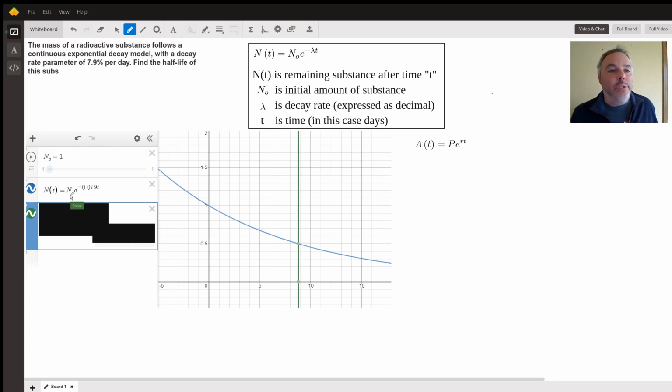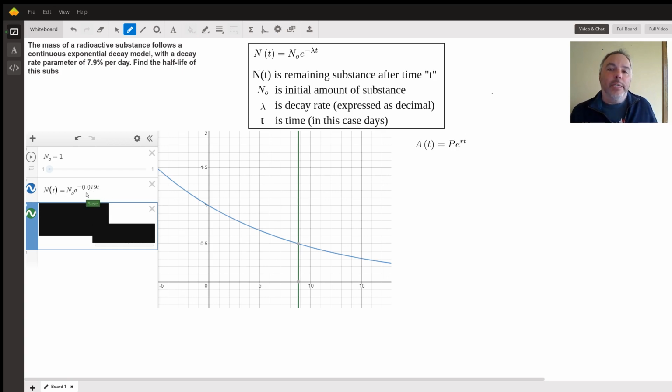So what do we have to do here? We have t over here. The first thing I'm going to do is divide both sides by N sub 0. And when I do that, what we're going to see is, well, what is N of t? Well, we know it's half, right? So it doesn't matter what N0 is or N of t, that ratio, N of t over N0, is going to be half. So we're going to have 1/2 equals e to the minus 0.079t.